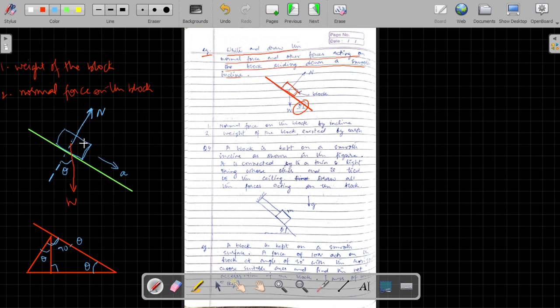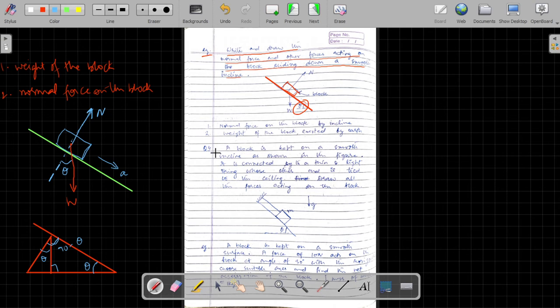Would the block move perpendicular to the incline? The answer is no. Natural observations show us that there is no spontaneous motion of the block perpendicular to the incline, only along the incline. So we'll be taking the component of weight force or the component of normal reaction as per our convenience.